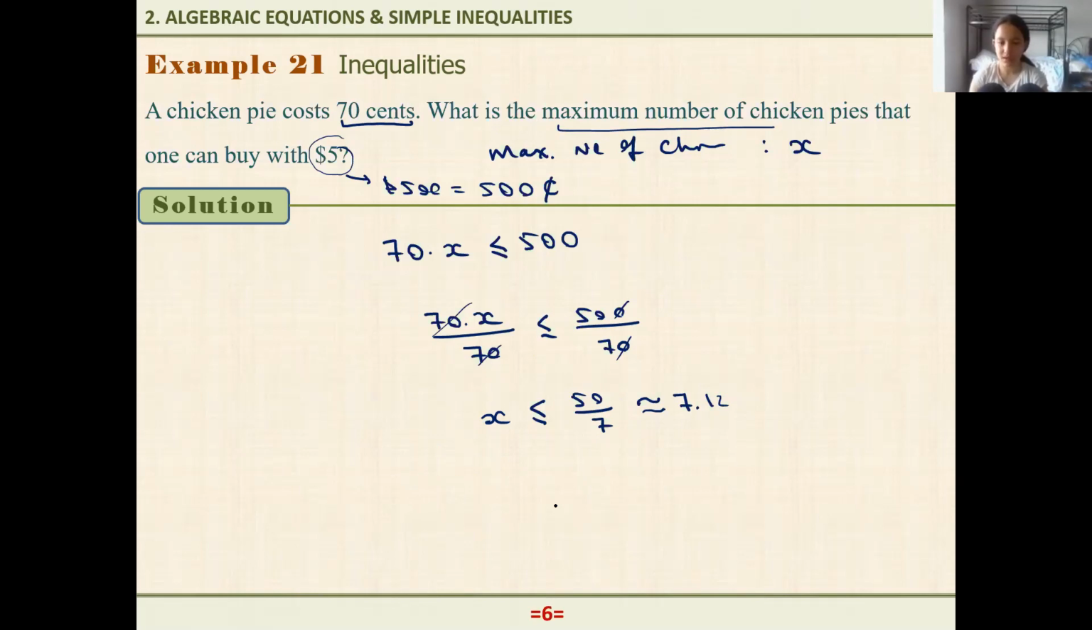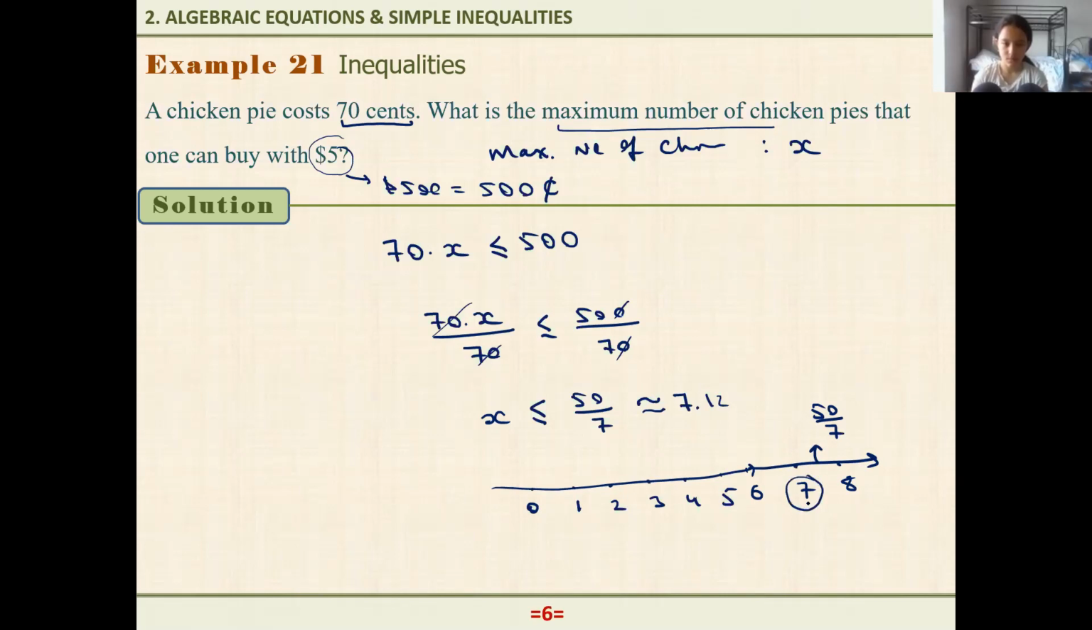7, I think. 7, right? Because on the number line, if you draw this, x can be 0. Here we have 0, right? It can be 1, it can be 2, it can be 3, it can be 4 or 5. Here we have 6, and here we have 7, here we have 8. But where is 50 over 7? 50 over 7 is somewhere here. But they are asking about the maximum number of chicken pies. So maximum we can buy 7.